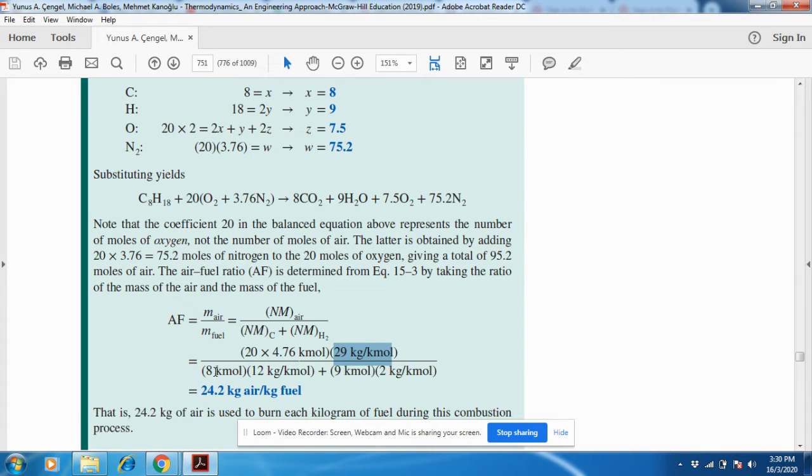In the fuel, we have carbon and hydrogen, so we separately determined the mass of carbon and the mass of hydrogen and summed them up. After plugging in the numbers, we obtained that in this case, in order to burn 1 kilogram of fuel, 24.2 kilograms of air have been used.